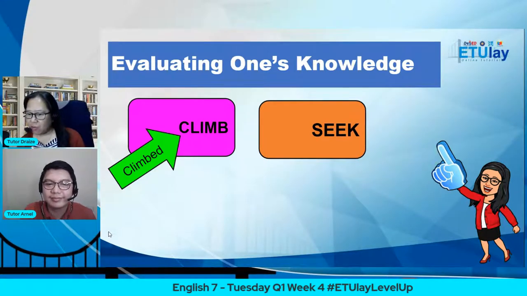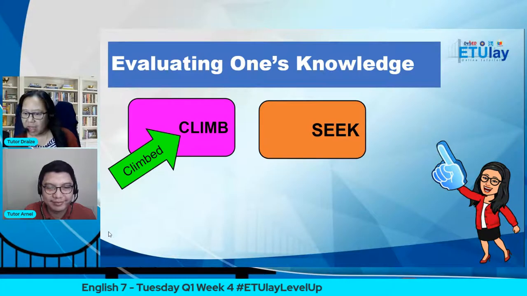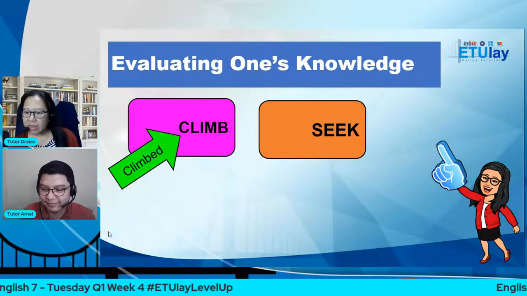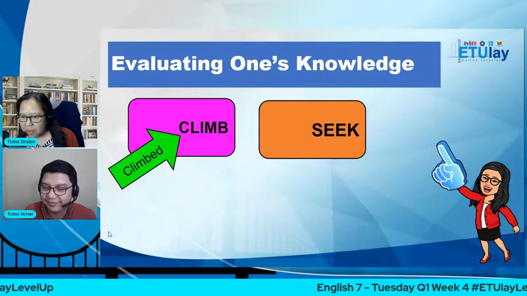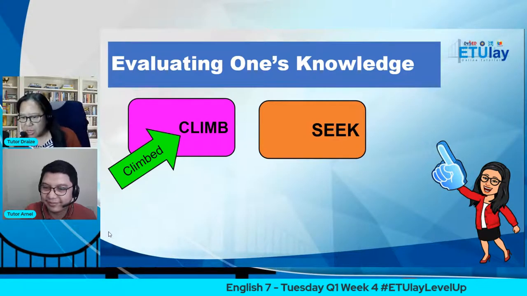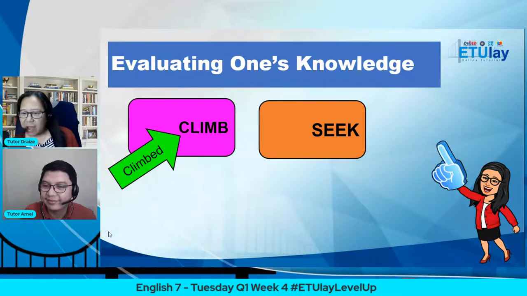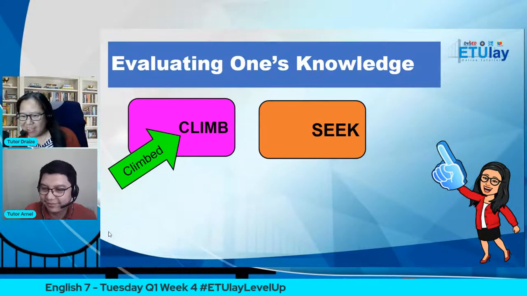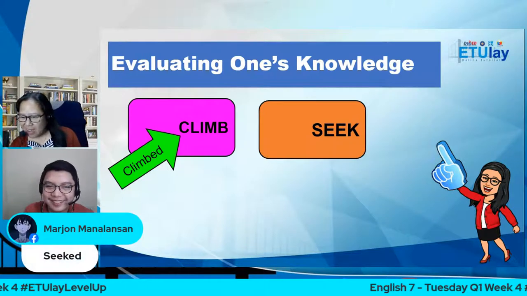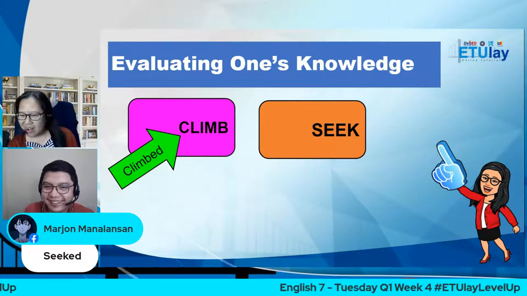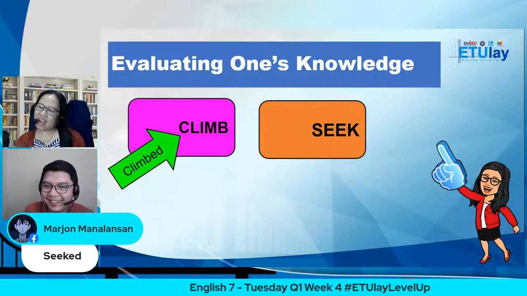Okay, do we now have answers here? So we have an answer from Marjan, from Jerian, and Princess also, and Zoe. But I haven't seen the correct answer yet. Okay, now I see the correct answer.